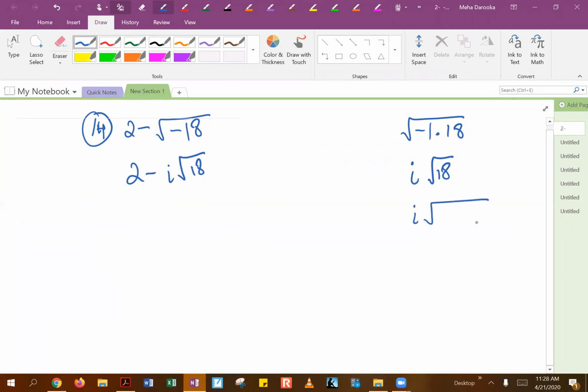Is there anything we can bring outside from that 18? 6 maybe? 6 wouldn't be a perfect square. Not that one. 3 root 2? Yeah, very good, because you can rewrite 18 as 9 times 2, and then square root of 9 would come outside as 3. So you would rewrite this as 2 minus 3i square root of 2. So again, 2 would become your real part, and then of course 3i square root of 2 becomes your imaginary part.